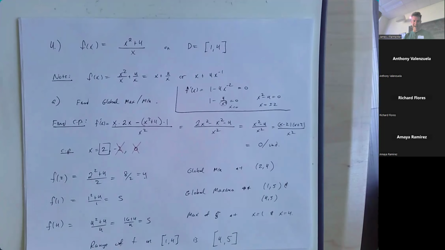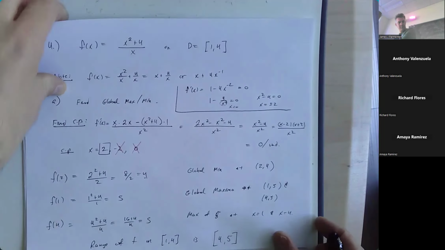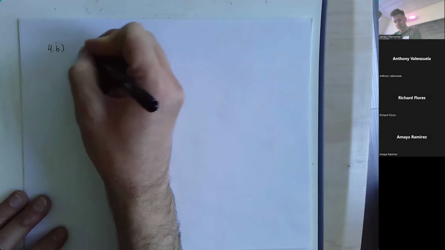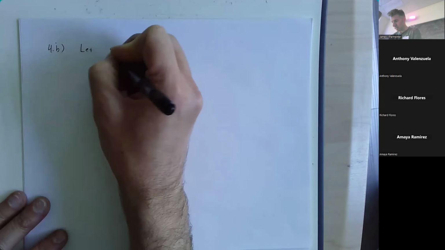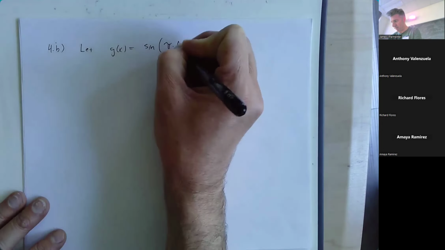All right, let's look at the next one. Part B. This is interesting. I feel like I've not really ever seen range questions like this, which is fine, they're just different. Let g of x equal sine of pi times f of x.